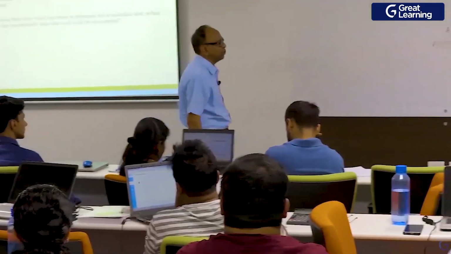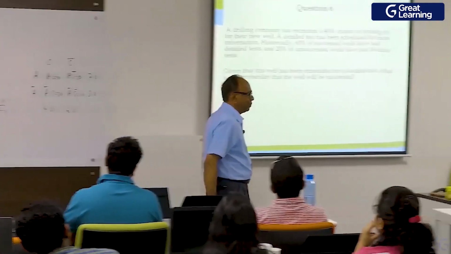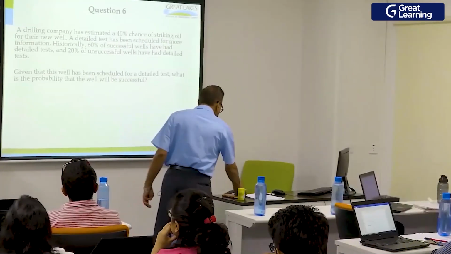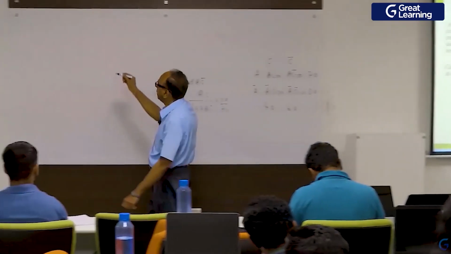But the basic principle of Bayes' theorem is inverting the probability. That inversion helps you, but to solve the problem, I don't even have to know the name Bayes' theorem. So what question will I ask you? What is this 40% chance of striking oil? Supposing I say S is equal to successful, US is equal to unsuccessful.